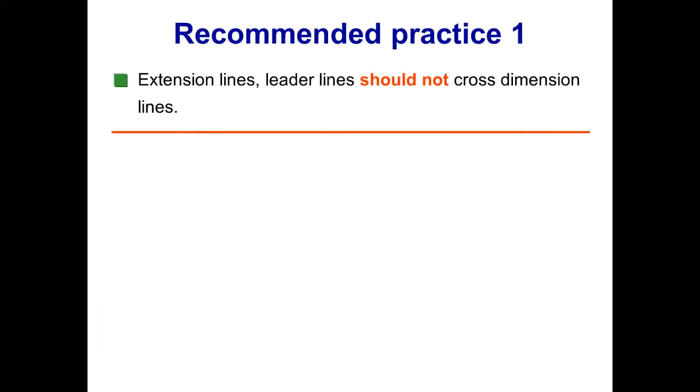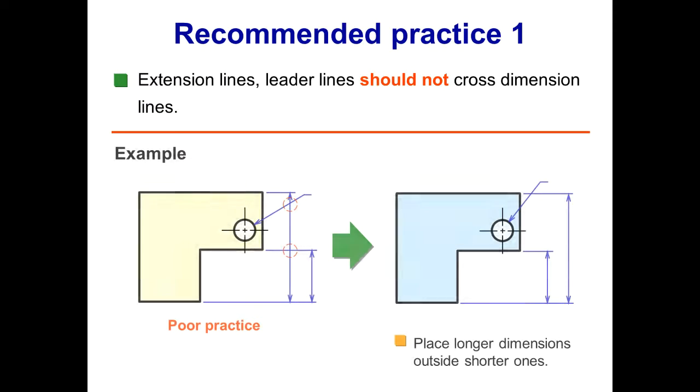Now the placement of dimensions. Extension lines and leader lines should not cross the dimension line. This is important because if you look here, your leader line is crossing the dimension line, and here your dimension line is crossing the extension line. So this is poor practice. So you have to make sure that your extension lines and leader lines should not cross the dimension line at any cost, and place longer dimensions outside the shorter ones.